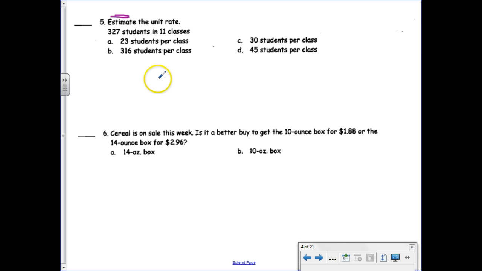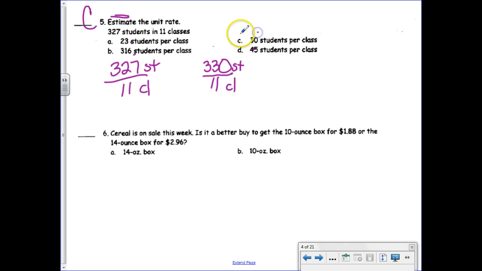Estimate the unit rate. Now, you do have a calculator at your disposal, so you could take 327 students over 11 classes and get a unit rate that way. Or, estimating, you'd think, well, gosh, this is around 330 students, and that's really close to maybe 10, or you could leave it at 11 classes, and you would end up with about C. All the rest of these are so far away, this is the most logical choice.